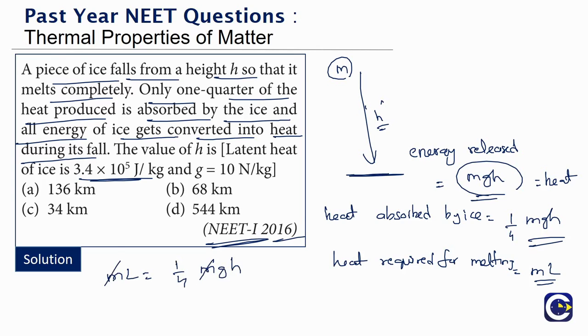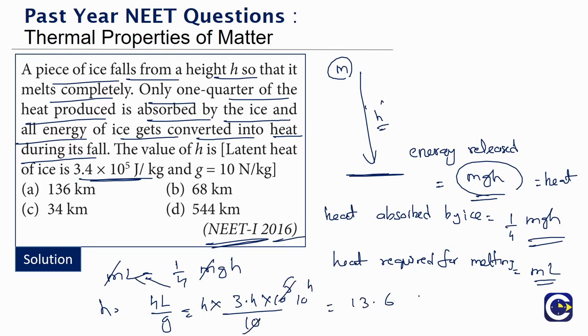Here m is cancelled. We are looking for h, by the way. h is equal to 4 times L by g. That is our h value. So 4 times L is what? 3.4 into 10 power 5 divided by g, which is 10. Everything is in the SI system. So it will be 10 power 4. 4 into 3.4 is 13.6 into 10 power 4. Everything is in the SI system. So this is 136 into 10 power 3 meter. That is 136 kilometer.